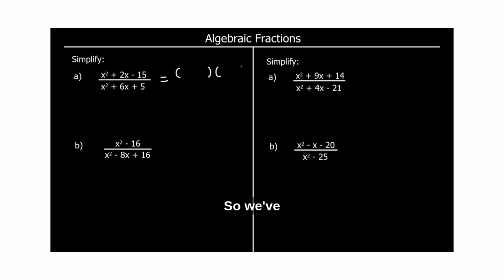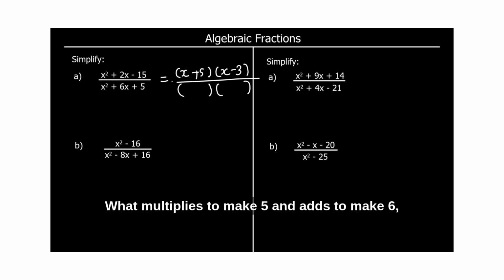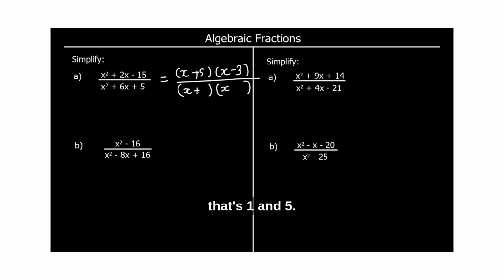So we've got quadratics. What multiplies to make negative 15 and adds to make a positive 2? It's 3 and 5, plus 5, and take away 3. What multiplies to make 5 and adds to make 6? That's 1 and 5.